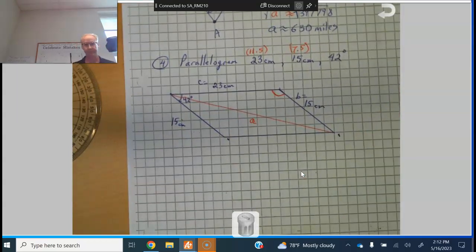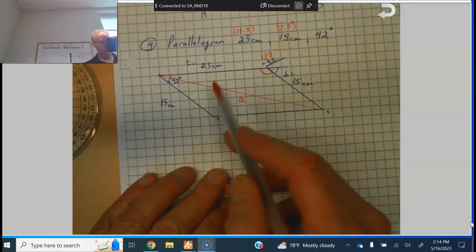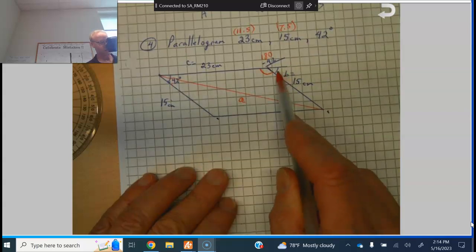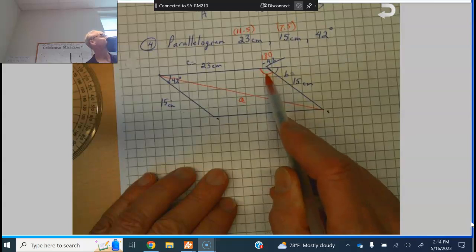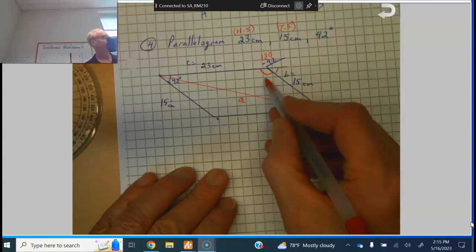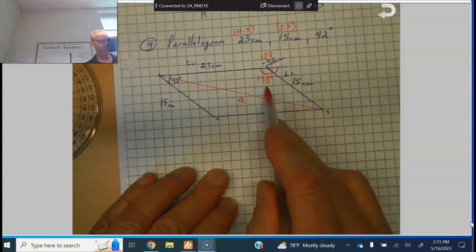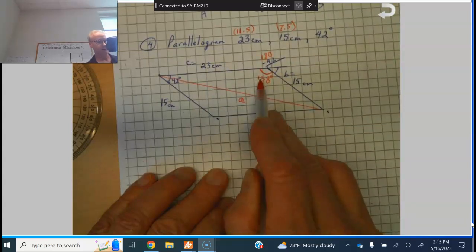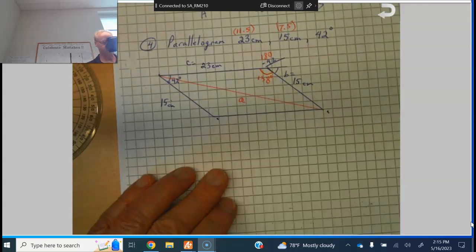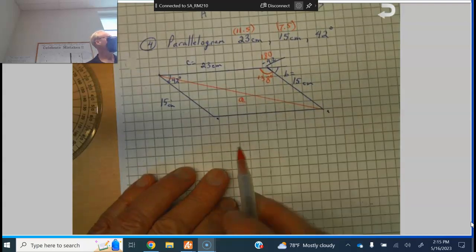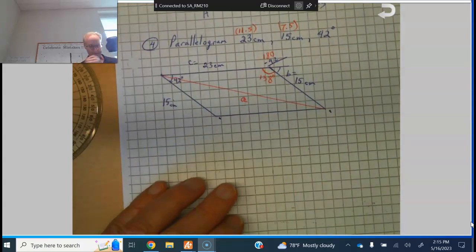So give it a try. This angle's 42. This angle's 42. This angle is the rest of 180. What is it, Marcelo? 138. 138. And we now have a side, an angle, and a side, and we want to find the A, just like before. Write your law of cosines, find your side A, and then what I'd like you to do is actually measure it and test it to see if it's the right length. Okay, go ahead.